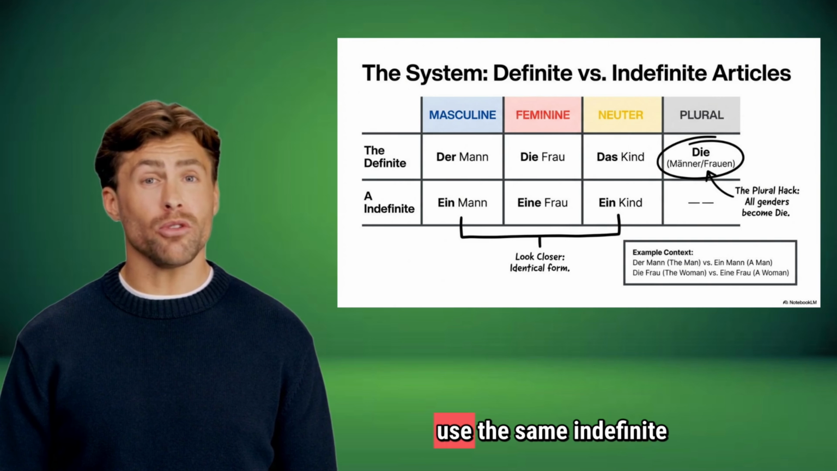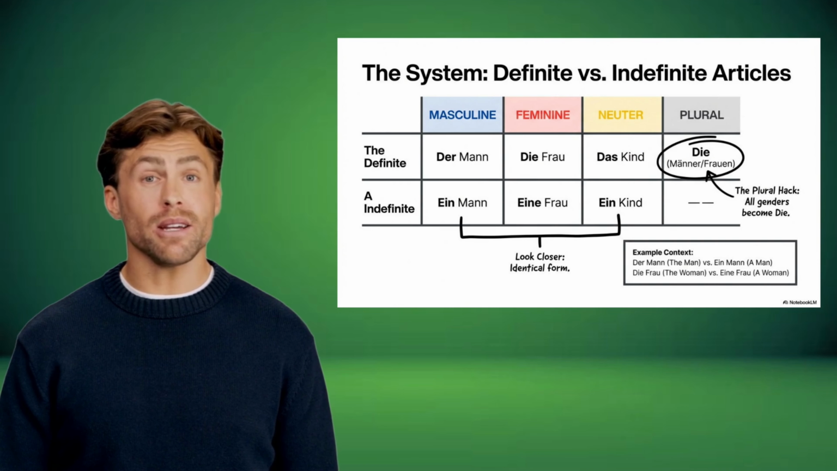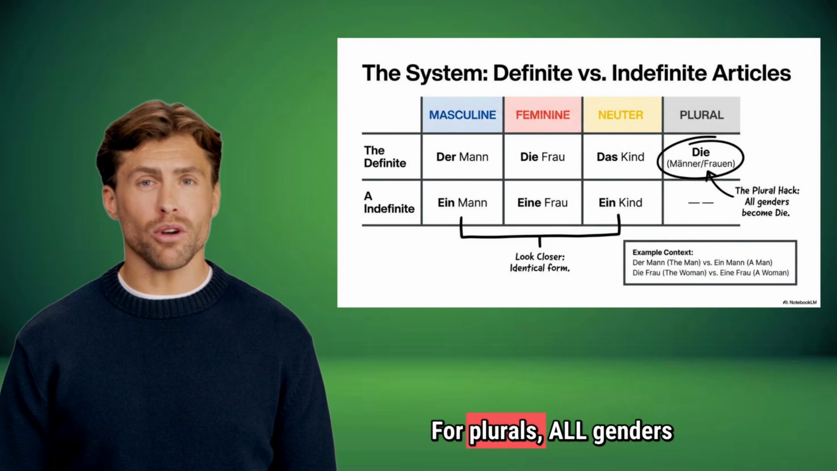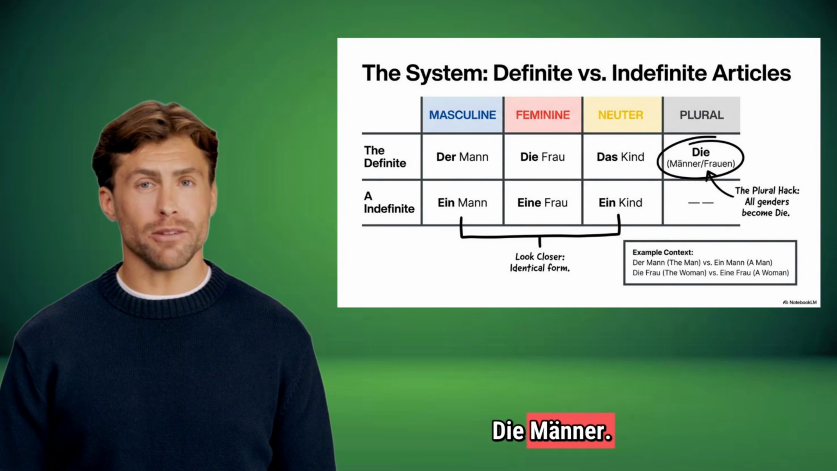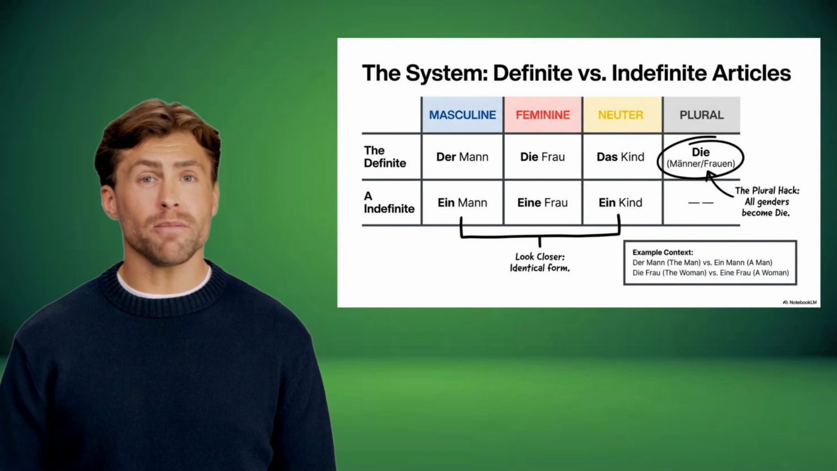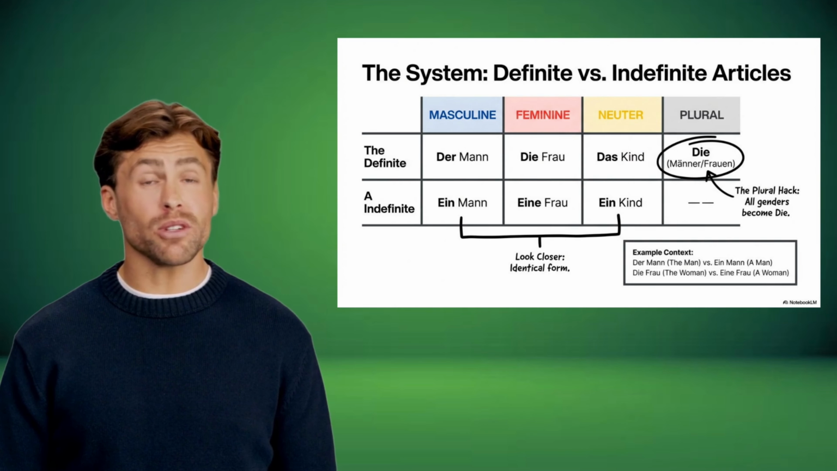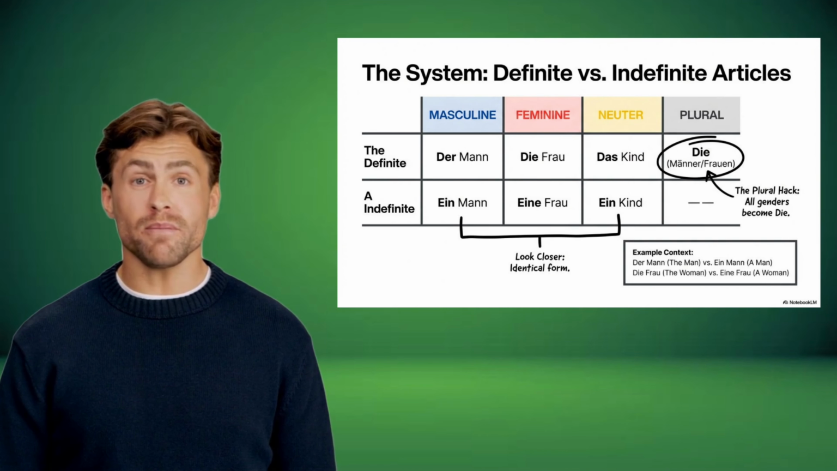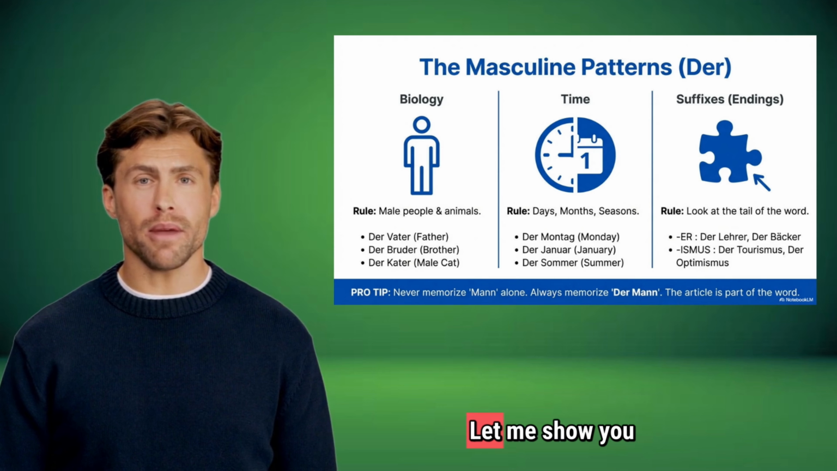Notice masculine and neuter use the same indefinite article, ein. Only feminine is different, eine. For plurals, all genders use die. The men. Die Männer. The women. Die Frauen. The children. Die Kinder. All use die in plural. This makes plurals easier. Now the big question. How do you know which gender? Let me show you the patterns.